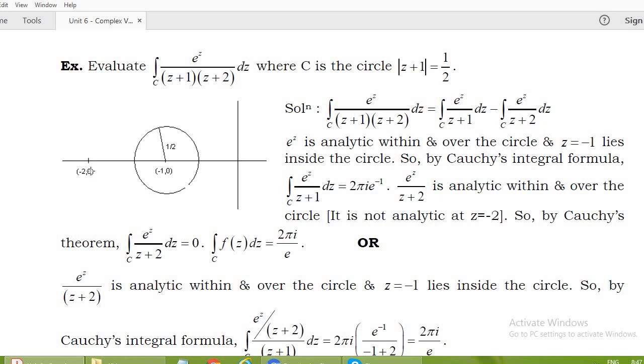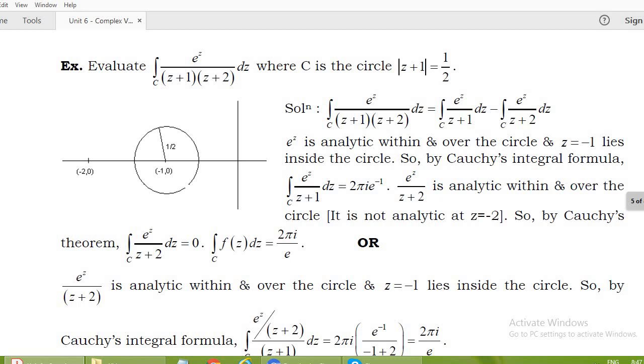Now z equal to -2 is lying outside, so we can consider f(z) as the entire thing. e to the power z upon z plus 2 is analytic within and on the closed curve C. So by Cauchy's theorem, the integration over closed curve C of e to the power z upon z plus 2 dz is equal to 0. And adding, we are getting the answer of this integral as this much.